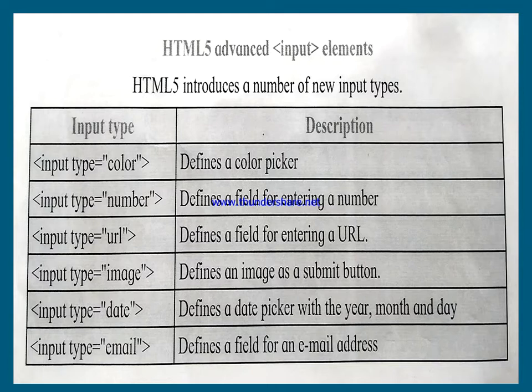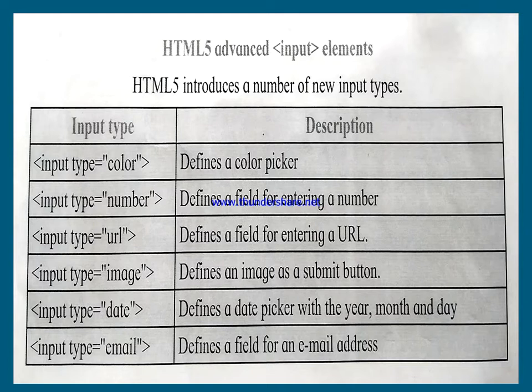First is input type color. So what is the meaning of this element? It is used to define a color picker. Means if you want to set any color to the selected text, then you can select that color by using the color picker. It works like the color picker of the MS Paint application window.